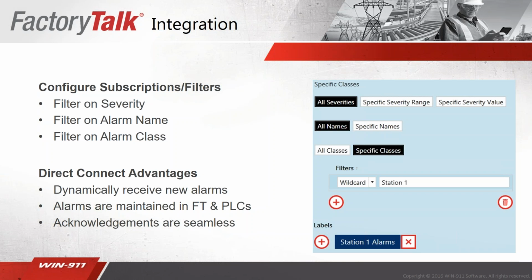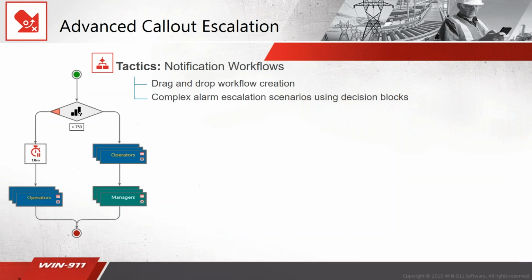And fitting along with that, all the alarms are maintained in FactoryTalk and the PLC. What I mean by that is, whether you're using a tag-based alarm and event server or the device-based alarms in a controller, all that's on that end. You're not configuring the details of these alarms in WIN-911 anymore. All you're doing is creating these filters or subscriptions to bring the alarms in. And of course, acknowledgments are seamless, which means if I acknowledge the alarm within WIN-911, it passes back to the alarm and event server, and vice versa. So that's one of the bigger things there. But let's go to the next slide, Keith.